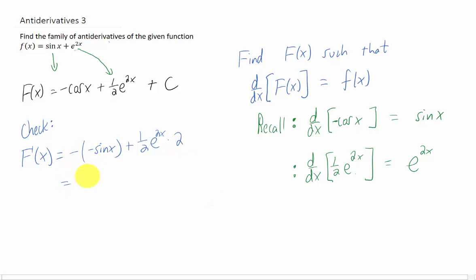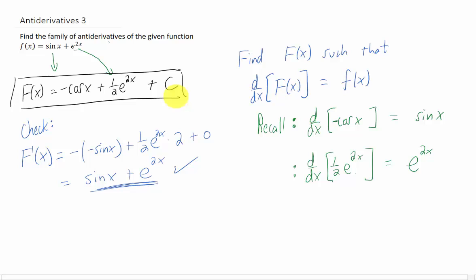Well, a negative sign is just a sine of x. 1/2 and the 2 cancel, and we get e to the 2x. Oh, again, the derivative of a constant is 0, so that was on there as well. But by taking a derivative, we just got back to the function that we started with, so that's exactly what we wanted. We have successfully found the family of antiderivatives of that function.